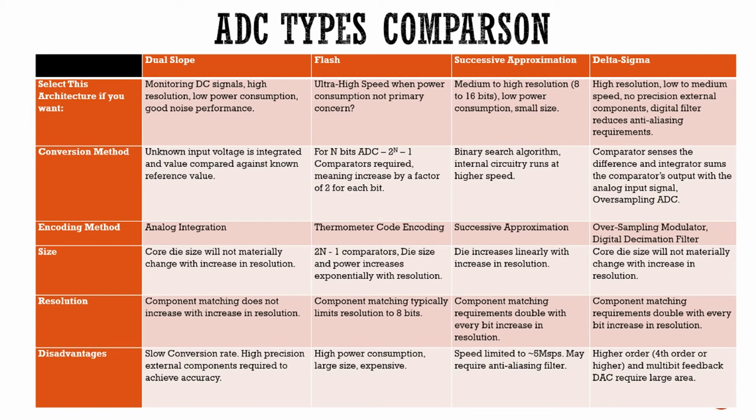Then comes the successive approximation, which is good for medium to high resolution, and it has a small size in contrast to flash ADC. However, the delta sigma has a high resolution and low to medium speed. Moreover, it doesn't require any external precision components.